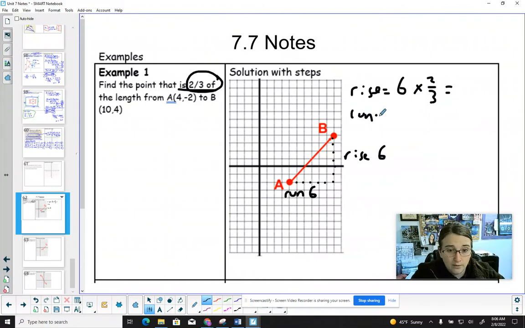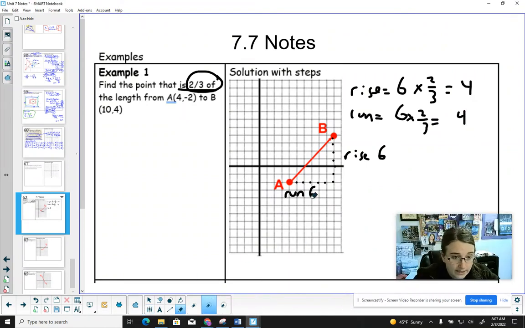We're going to do the same thing with the run, but in this case, the run is the same thing. So we're going to have the same number. So take a second, go into your calculator, get 2/3 times 6. What is that going to be in both of these cases? So we should have gotten 4, right?